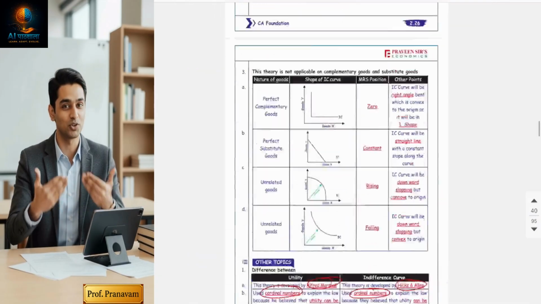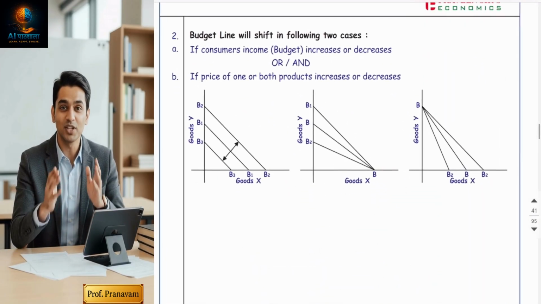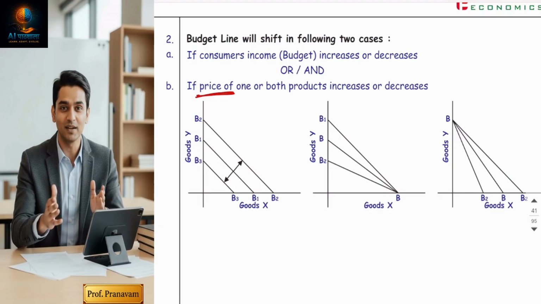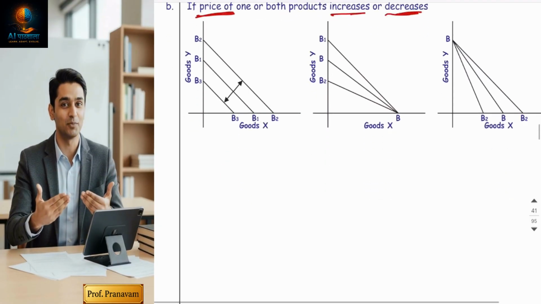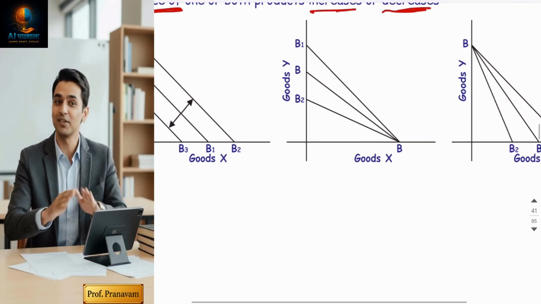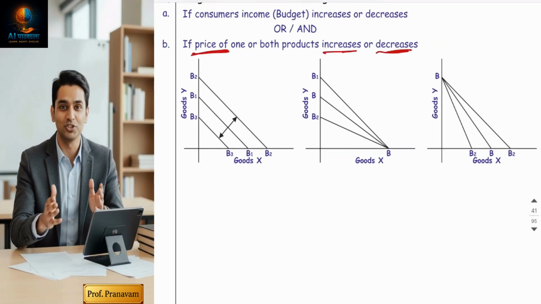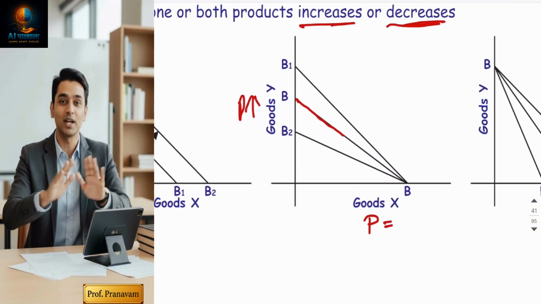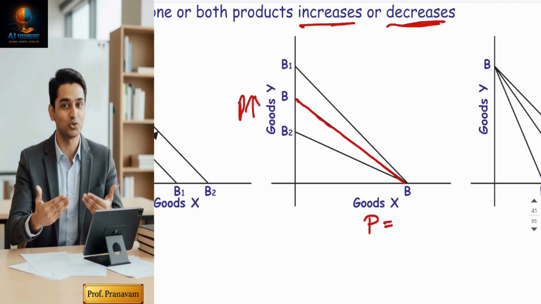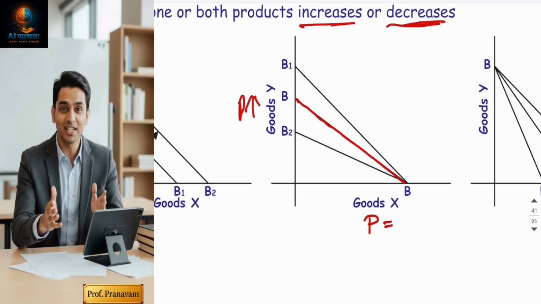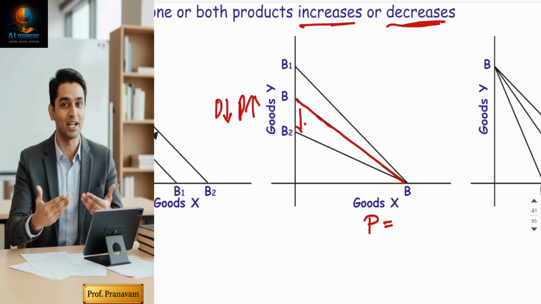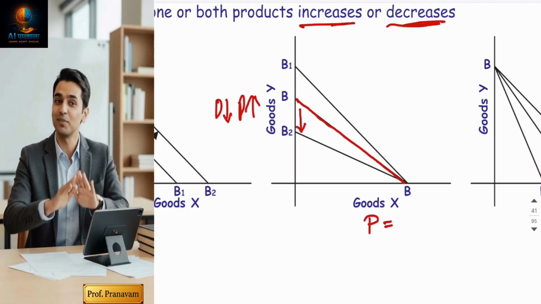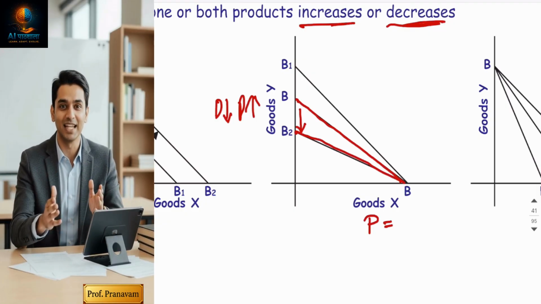Now come to the last page. See, if the price of both products increases or decreases. Now understand, let's take an example. These are the diagrams that have been made. For example, the price of X remains the same, but the price of Y increases. So this is my original budget line BB, right? If good Y has become costlier, when the price increases, demand for good Y will fall. So I have to reduce my quantity of Y. So my budget line will shift to B2, lower.